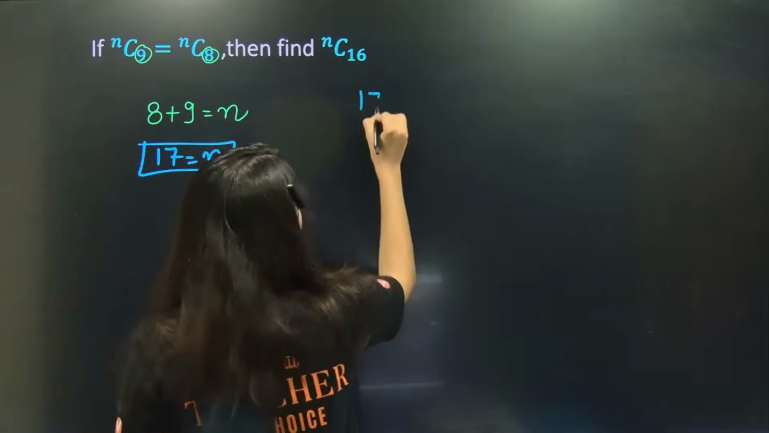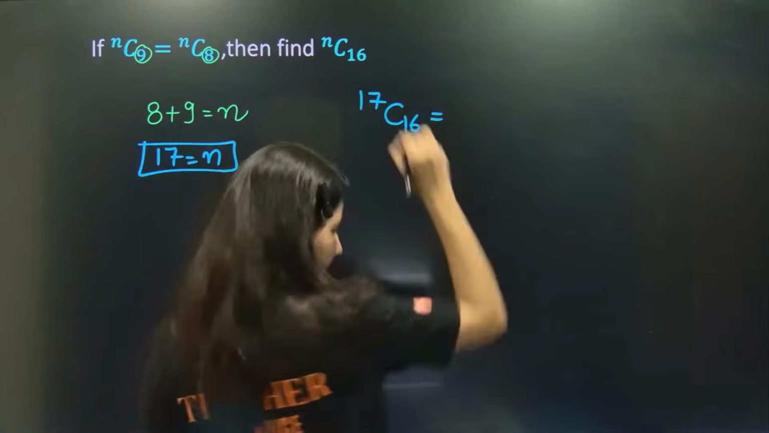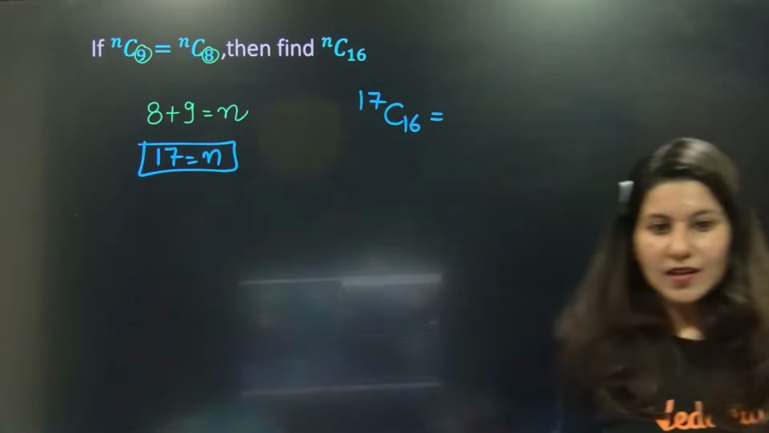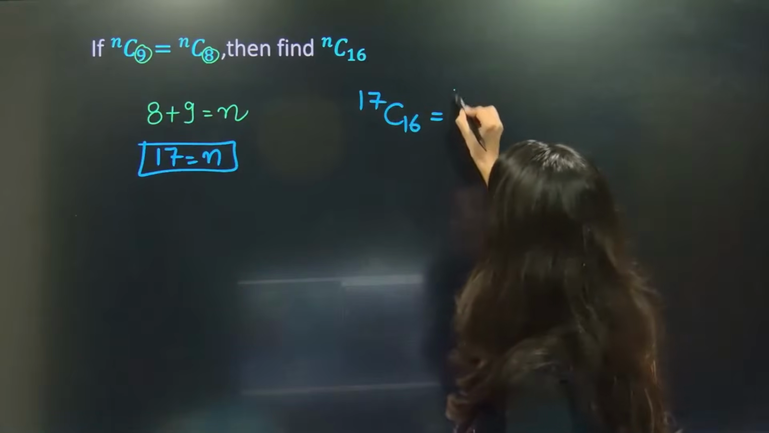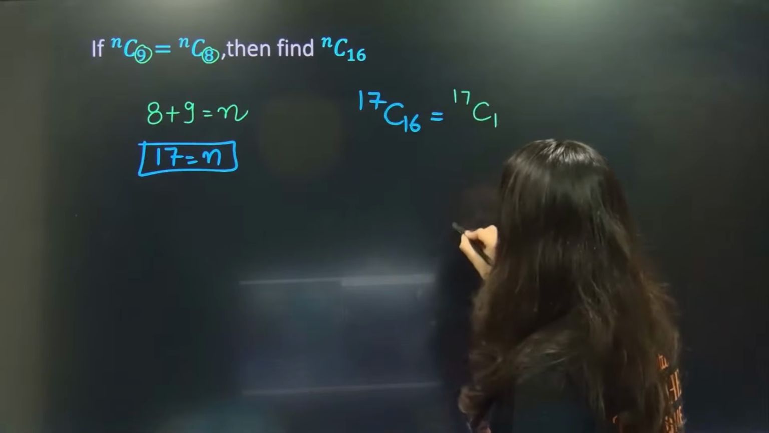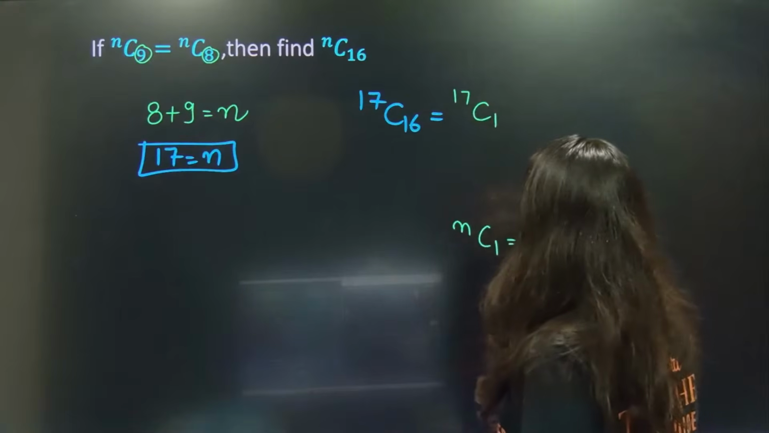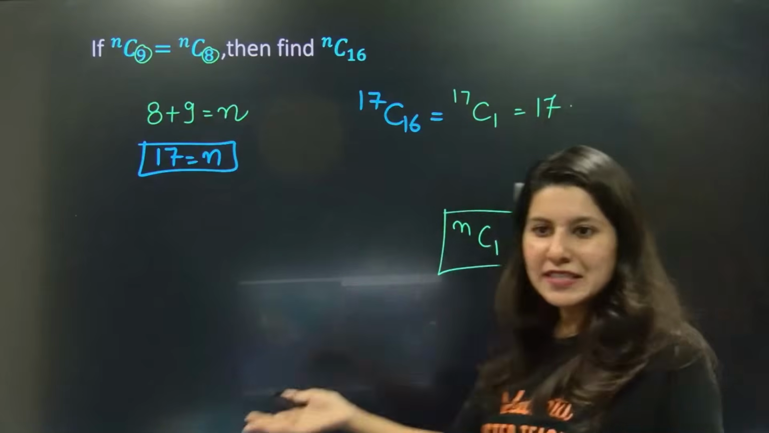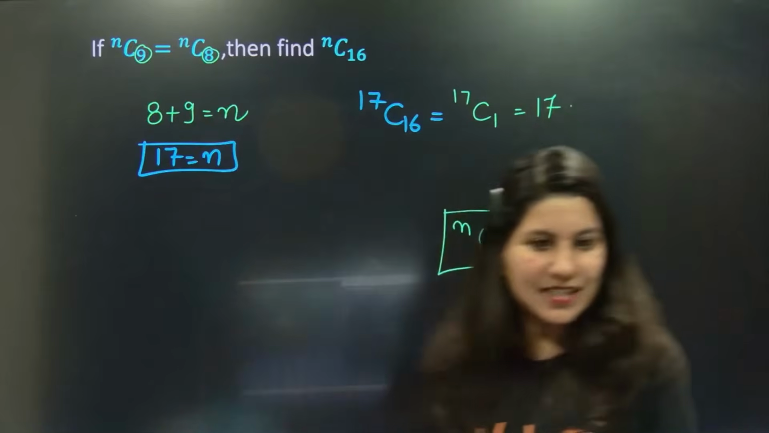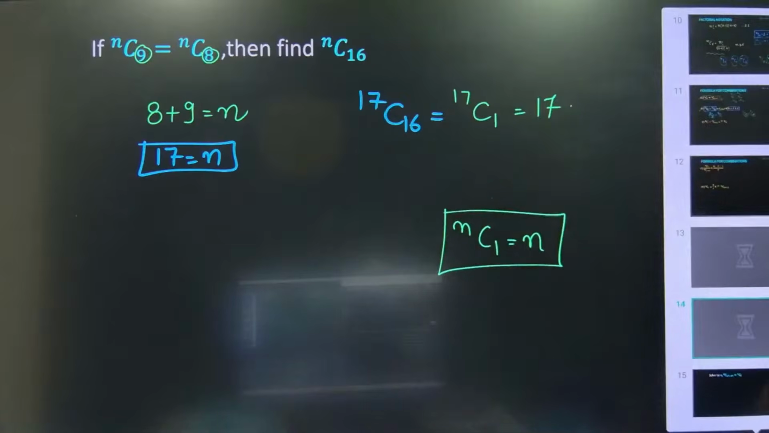Now, 17C16, everybody, is what? Either you expand it or smartly you can apply the property: 17C16 will be 17C1, and we know that nC1 is just n. Answer is just 17. Right? Yes, Divya Prakash, absolutely correct.